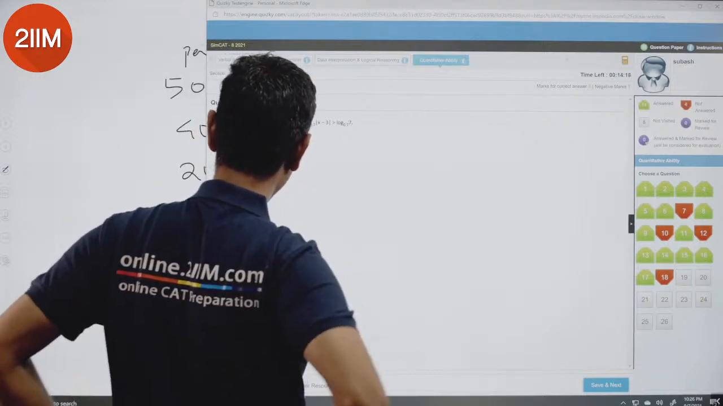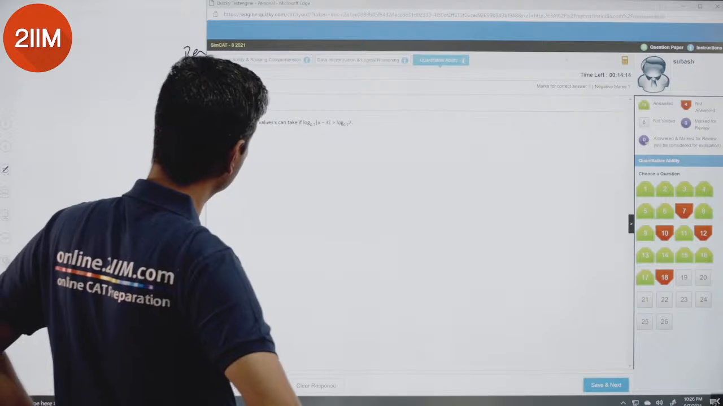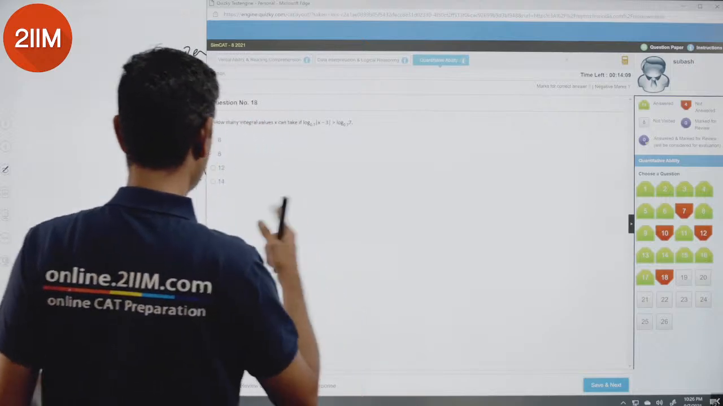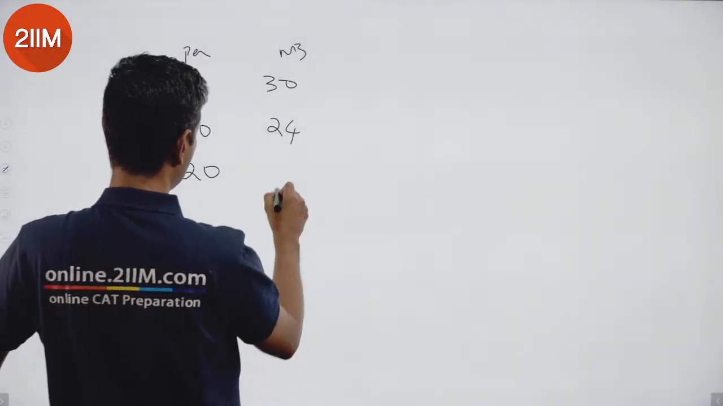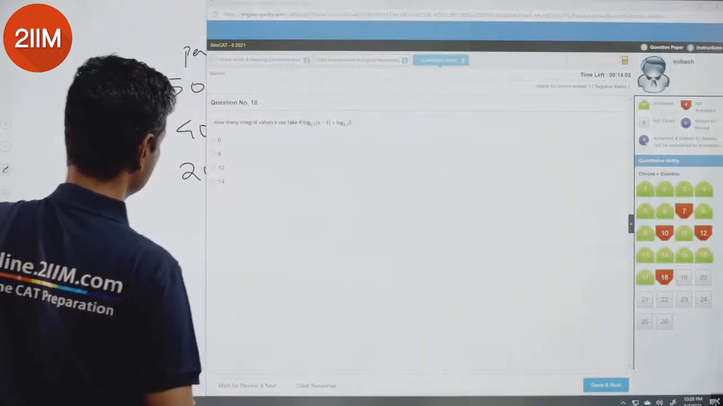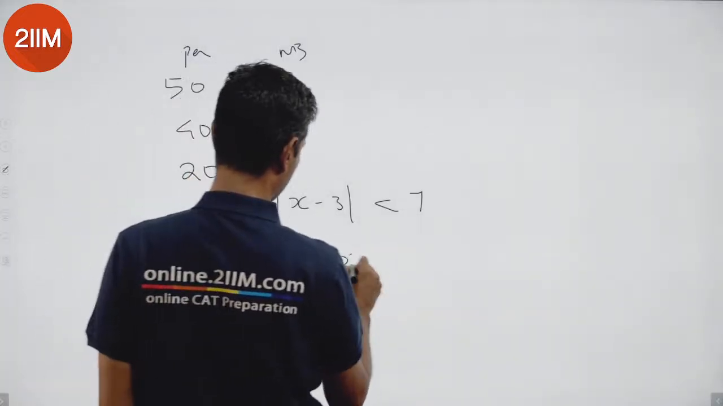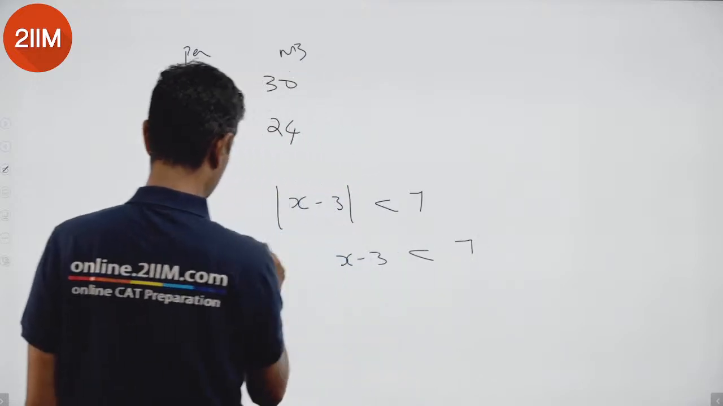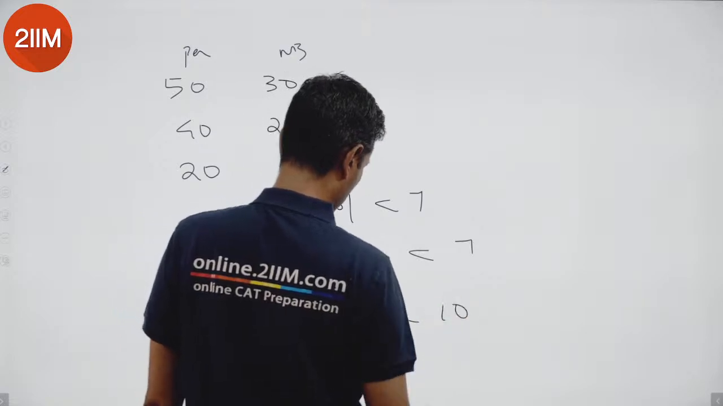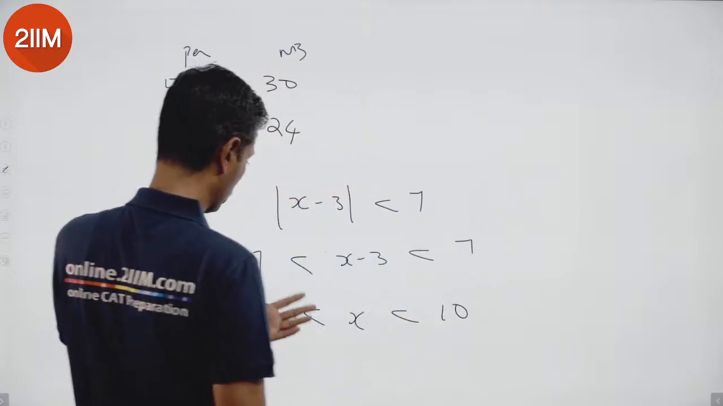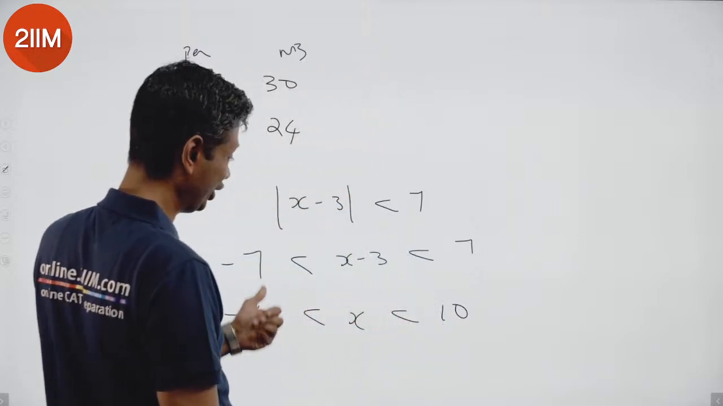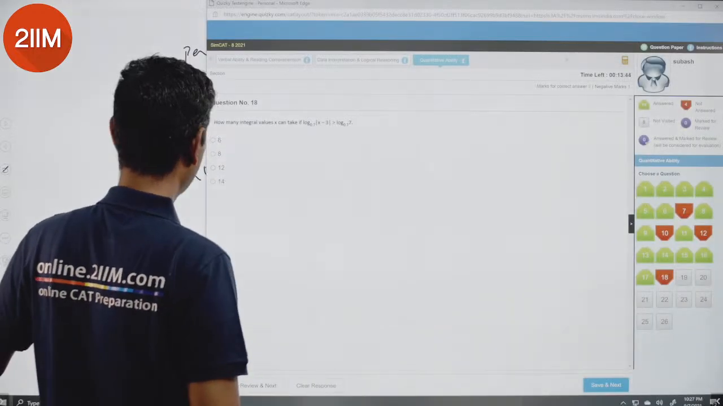How many integral values can x take if log to the base 0.7 of mod x minus 3 is greater than log 7? The base is 0.7, so the inequality should work the other way around. Modulus of x minus 3 is less than 7. So x minus 3 sits between 7 and minus 7, or minus 4 is less than x, less than 10. So 1 to 9, 0, minus 1, minus 2, minus 3, minus 3, minus 2, minus 1, 0, 9. So you should get 13 values.